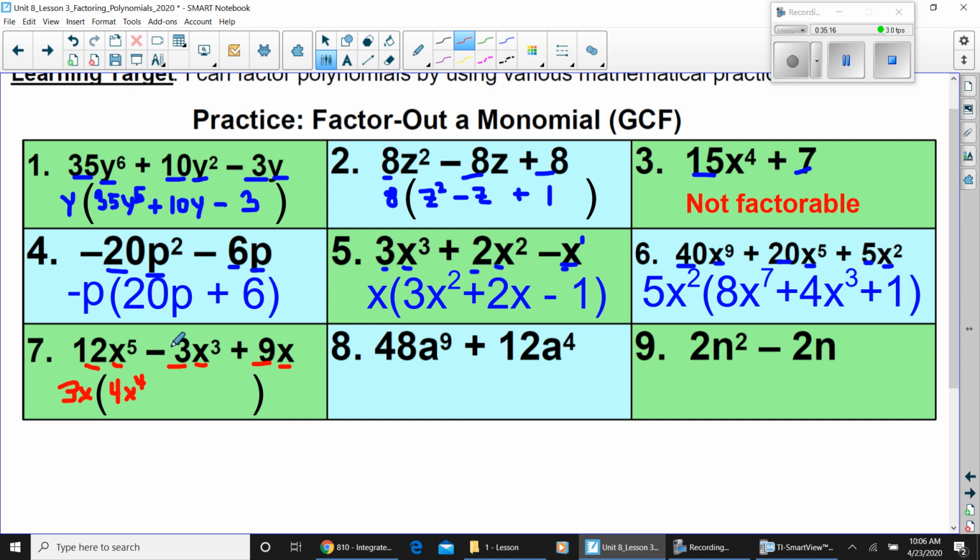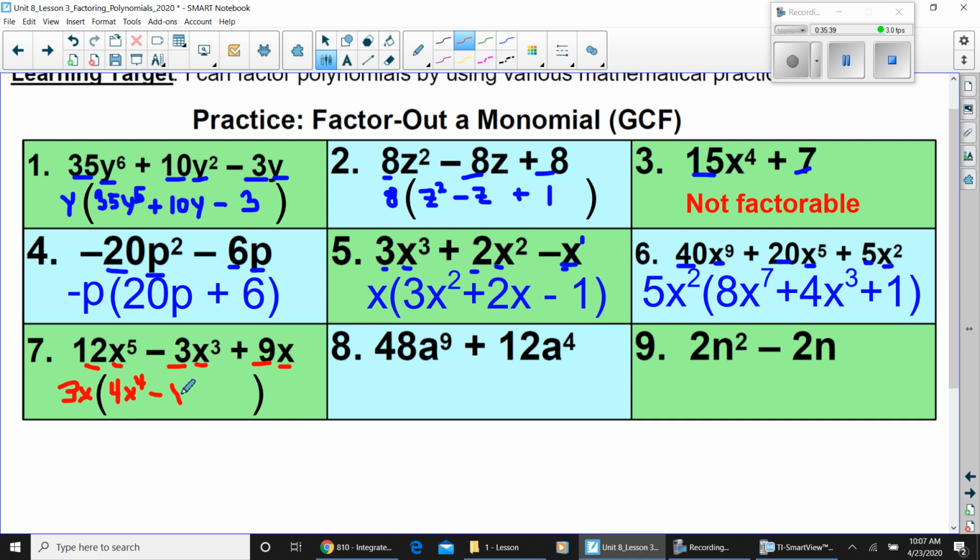3 times what equals negative 3? That's negative 1, but I don't have to put it. X times what equals x to the 3rd? Remember, I have to have that negative there because it's positive times, you have to have a negative answer. So positive times a negative would be a negative. So x times what equals x to the 3rd?